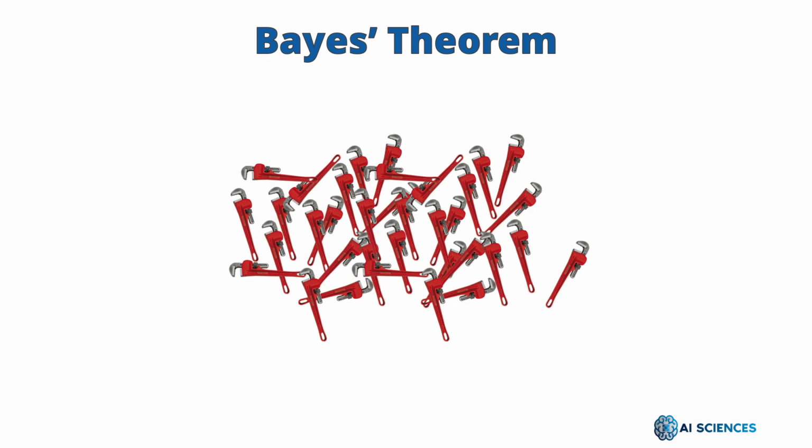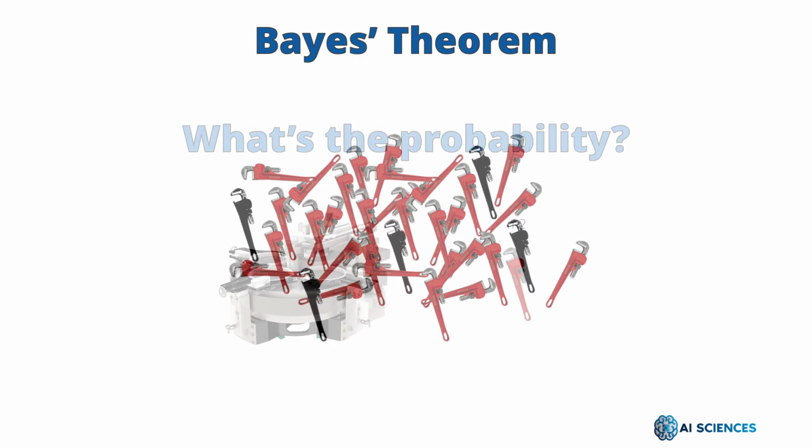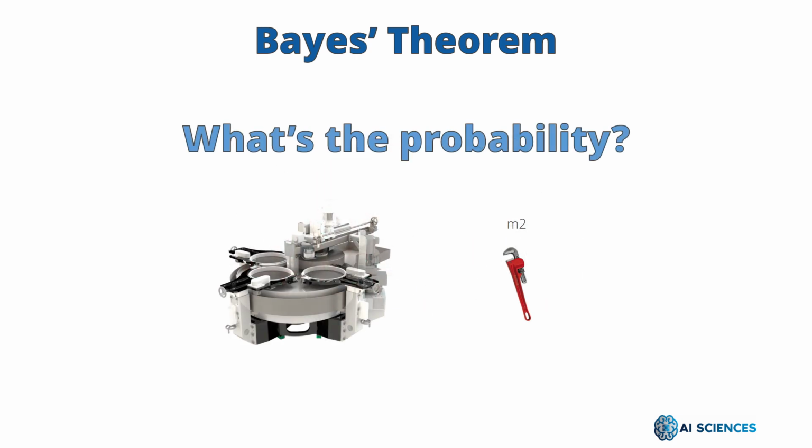Okay, after the end of the day, we got so many wrenches. And out of all these wrenches, we got some defective wrenches as well. So the question is, by using Bayes theorem, we have to find out what's the probability that a wrench from machine 2 is defective. Let's try to solve this problem.